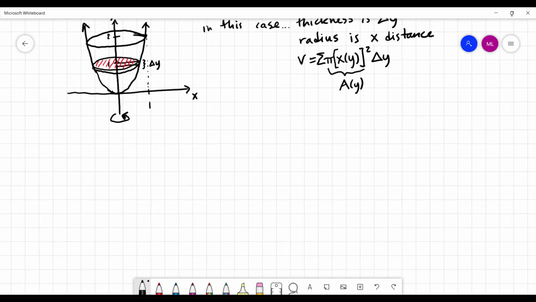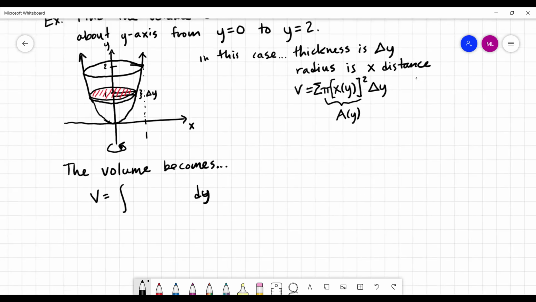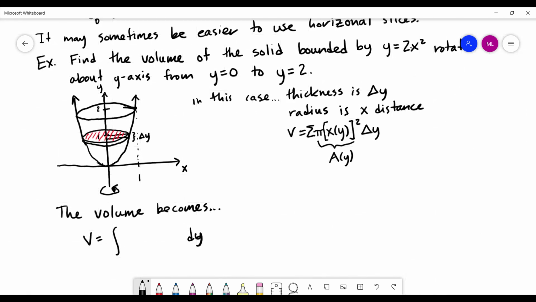And what we're going to wind up with is having our volume become an integral where we're going to use dy. We're going to integrate with respect to y because dy, there's our little bit of thickness. It plays the same role as the delta y in our approximation. And the area we said is x, whatever x is as a function of y. Right, so I need to rewrite this in terms of x as a function of y.